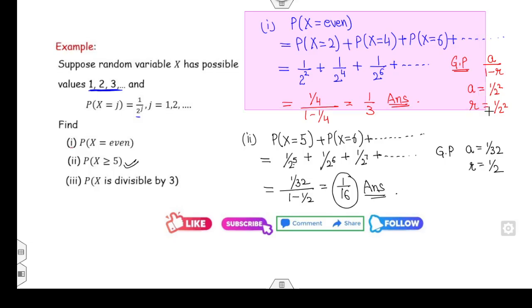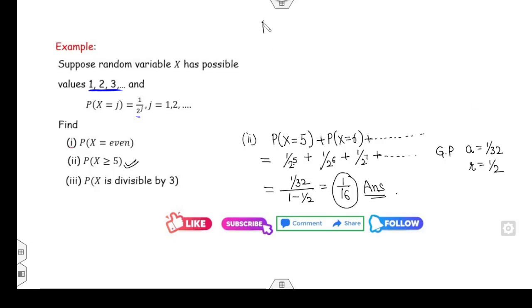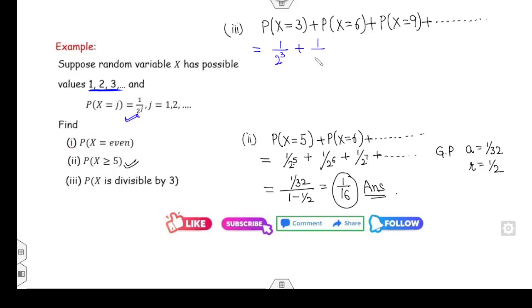If you look at the third part, x is divisible by 3. So what is the meaning of that? If x is divisible by 3, that means x is equal to 3 plus x equal to 6 plus x equal to 9 plus x equal to 12, 15 and so on. Again, you can substitute: x equal to 3, 1 over 2 raised to power 3, 1 over 2 raised to power 6, 1 over 2 raised to power 9 and so on. Again, this is a GP. First term is 1 over 8 and the common ratio is again 1 over 8. So the answer is 1 over 7, the right answer of the problem.